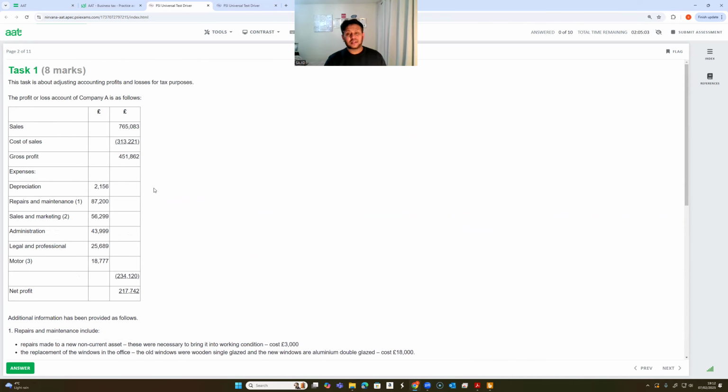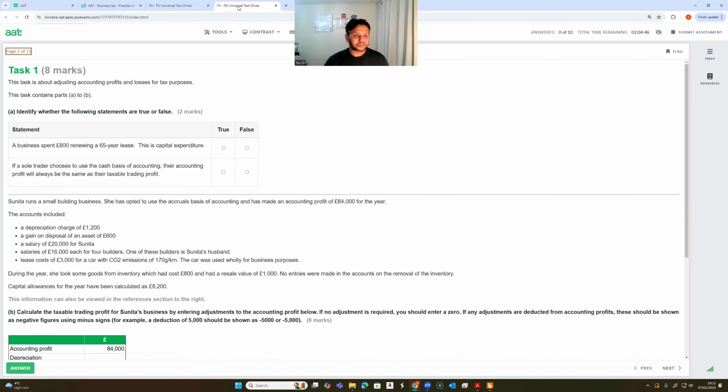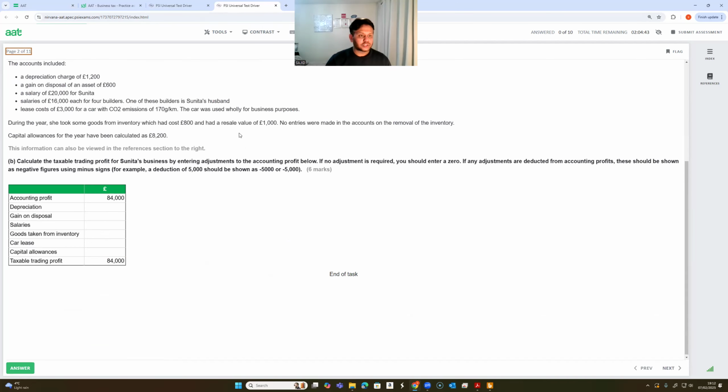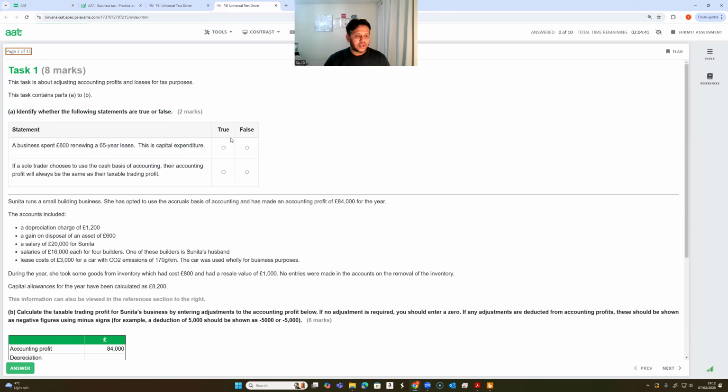Now we're going to open practice assessment 2, where we're going to look at the same question, but this time for the sole trader. So let's have a look. You're going to open this question for the sole trader. We have one little question for 2 marks. Let's quickly do that, and obviously it's very simple. It's about revenue or capital expenditure. It says this task is about adjusting the accounting profit and loss for tax purposes.